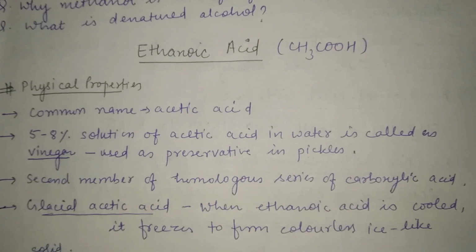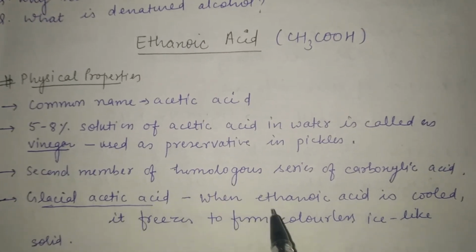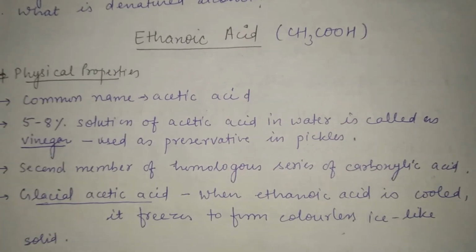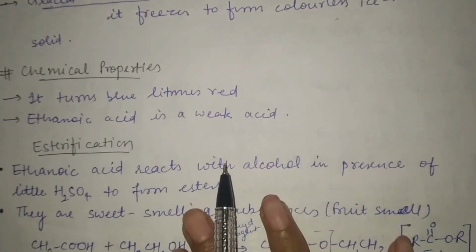It is the second member of the homologous series of carboxylic acids. After methanoic acid, ethanoic acid is the second member of the carboxylic acid series. Then what is glacial acetic acid? When ethanoic acid or acetic acid is cooled and it freezes to form a colorless ice-like solid, it is termed glacial acetic acid.